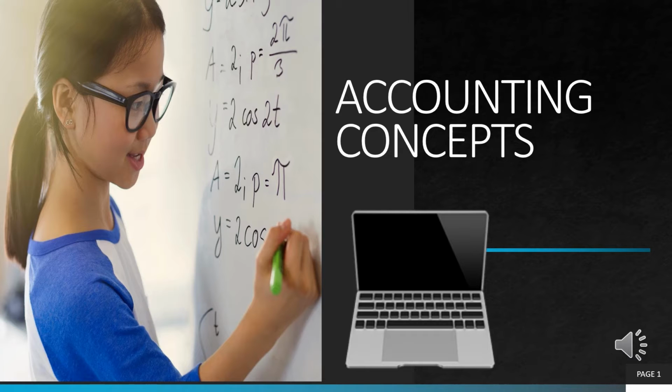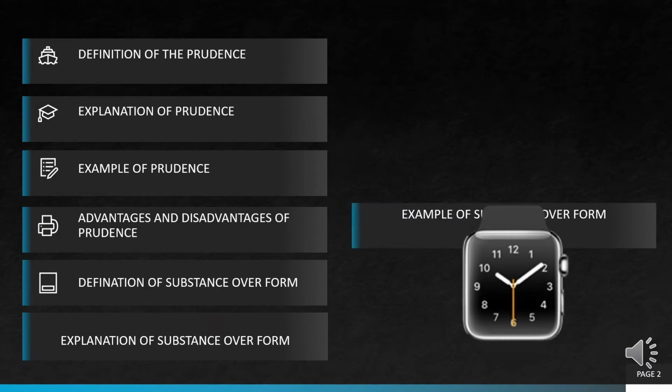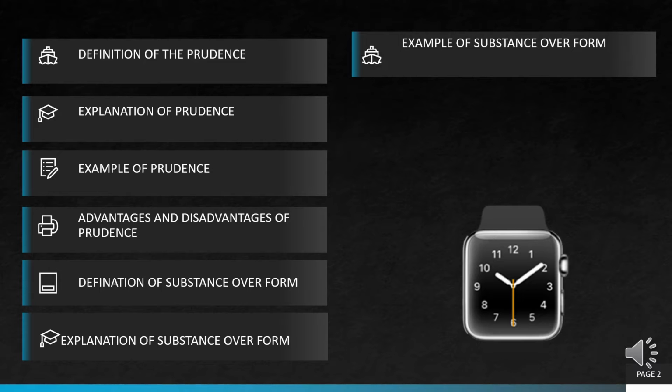Accounting concepts. Table of contents: definition of prudence, explanation of prudence, example of prudence, advantages and disadvantages of prudence, definition of substance over form, explanation of substance over form, and example of substance over form.